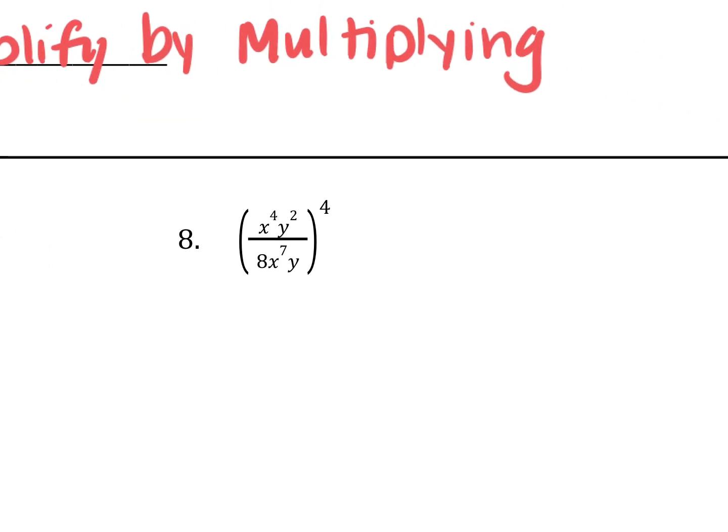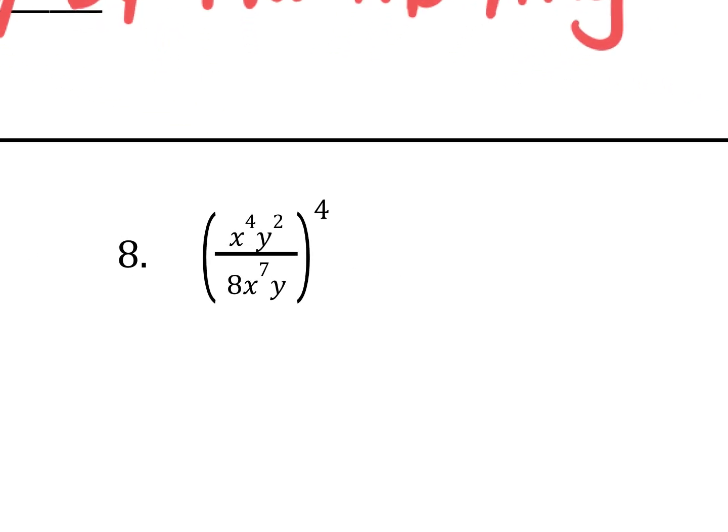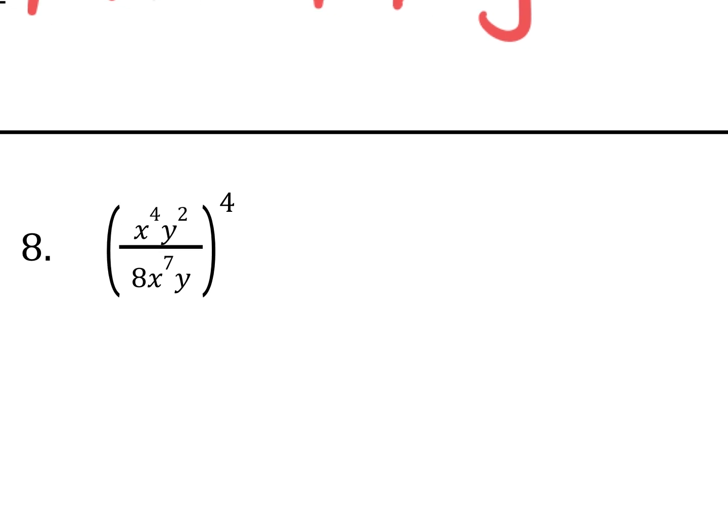Okay, let's look at number 8. Okay, so the first thing I'm going to do is simplify on the inside of there. Okay, I have a big number 8, and that's the only one. It's on the bottom, so I'm going to put an 8 on the bottom. And then going to go in alphabetical order. I have x to the fourth and x to the seventh. I'm going to take 7 minus 4, and I get 3. Because that x to the seventh is on the bottom, I'm going to put x to the third on the bottom.